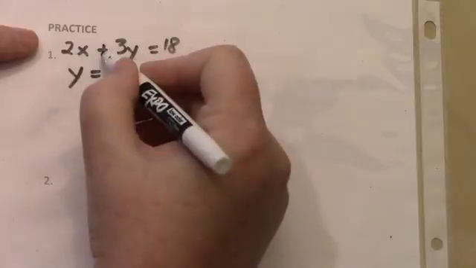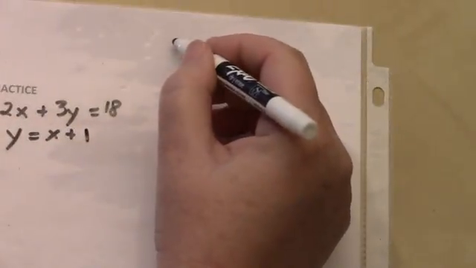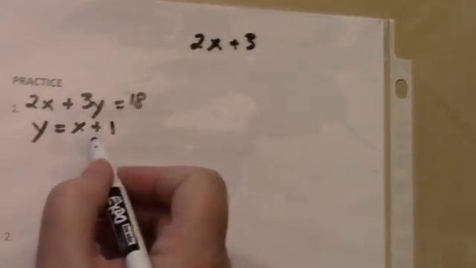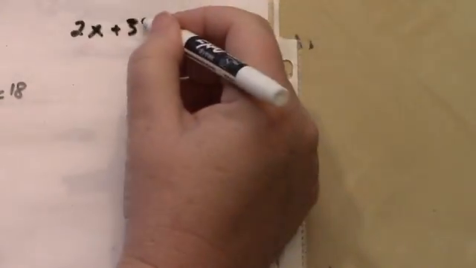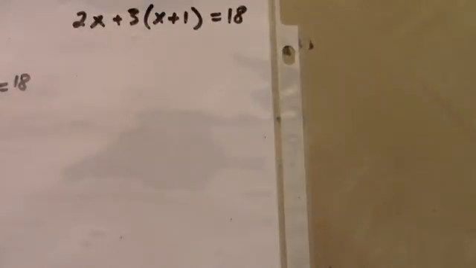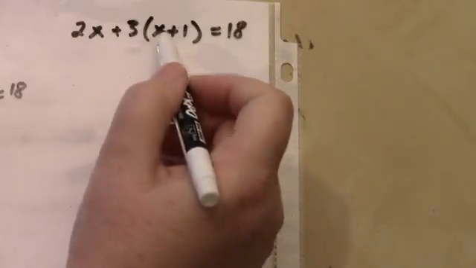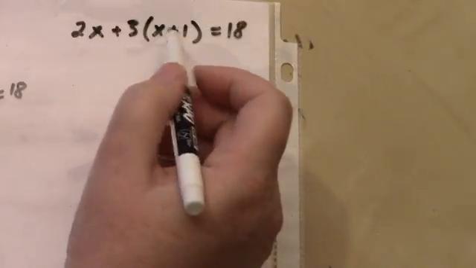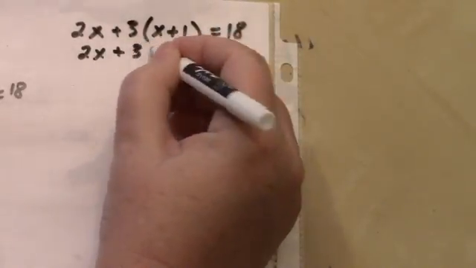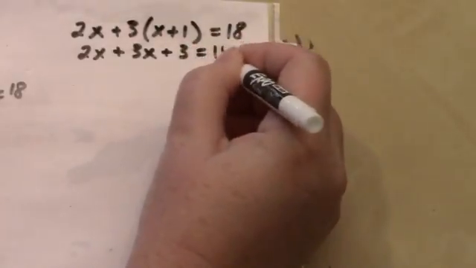So instead of 2x plus 3y, I'm going to start up here so we have room. It's going to be 2x plus 3, but instead of y, what is y? Y is x plus 1. So I'm going to put that in parentheses. X plus 1 equals 18. Now I'm going to solve, and what that did is eliminate the y variable. So now I'm going to solve for x. I get 2x plus 3 times x is 3x, and distribute that to that plus 1. 3 times 1 is 3, equals 18.